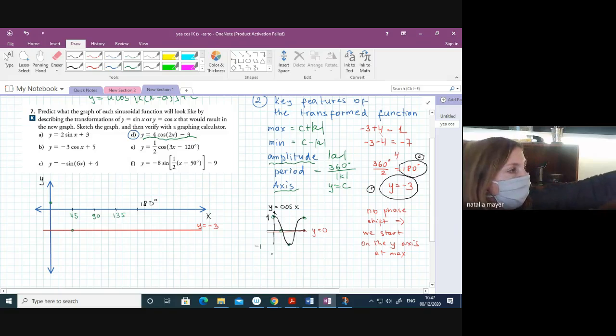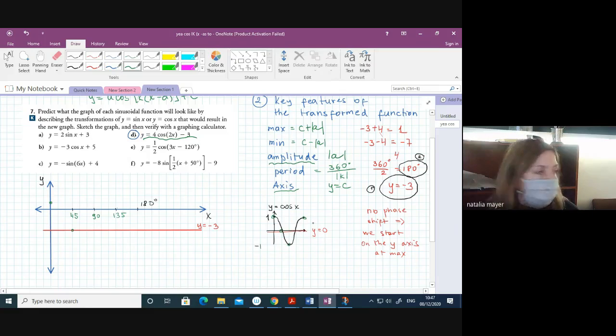Can I explain it a little bit differently? Look at the parent function. In the parent function, you always have to label the key points. The key points: maximum, axis, minimum, axis, maximum. Agree? So you should always follow the same pattern for cosine: maximum, axis, and then minimum.